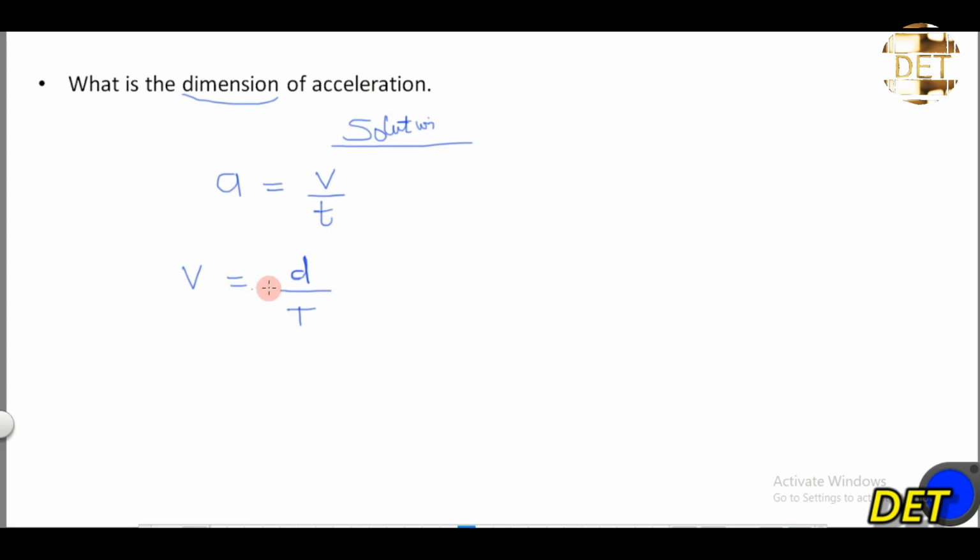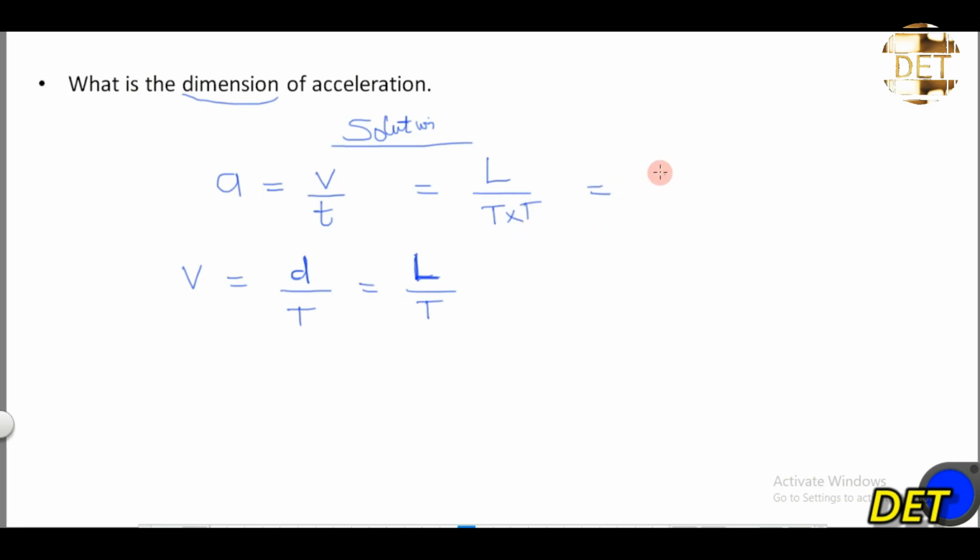So the dimension for velocity is what? Displacement is length, right? So it is L all over T. This is the dimension for velocity. So if I put that here, instead of writing velocity, I'm going to write the dimension, which is L all over T, right? So that will be L all over T times the T that I have here. That will give me my acceleration.